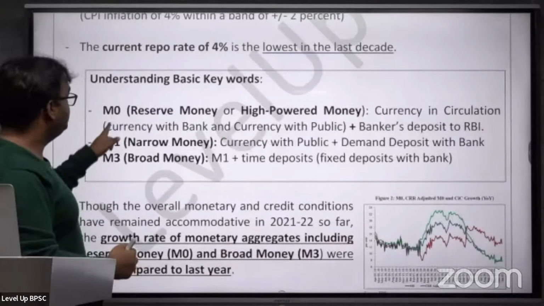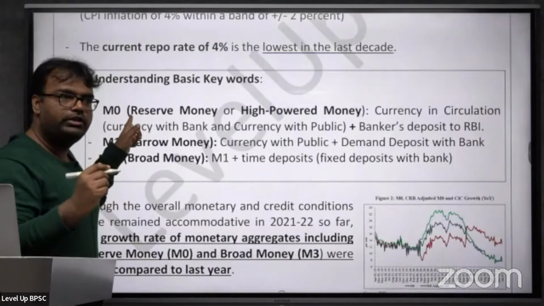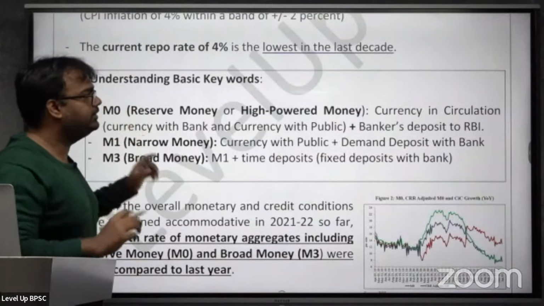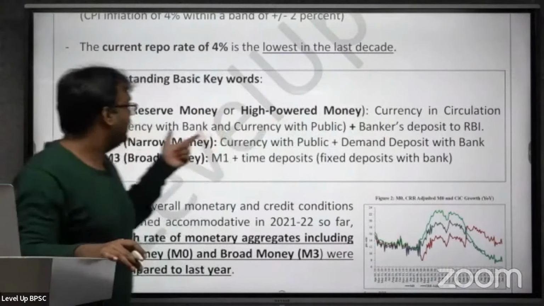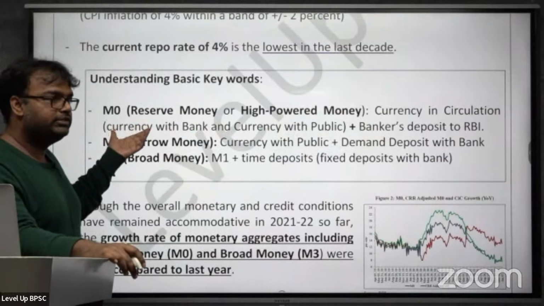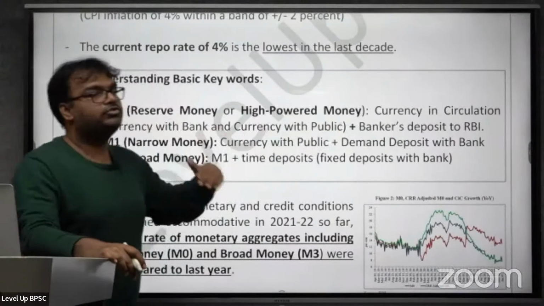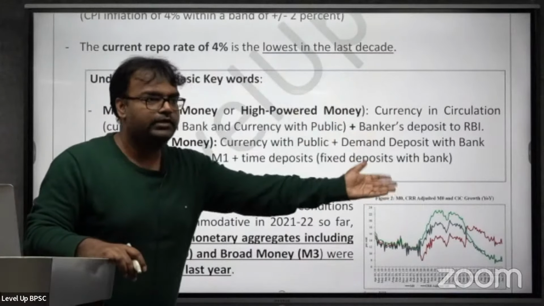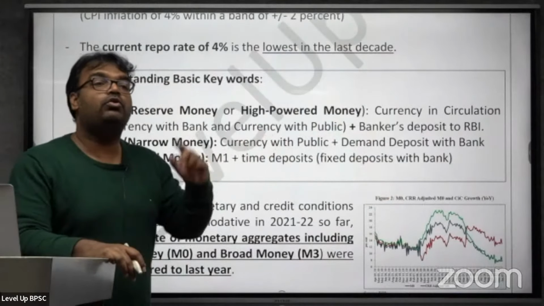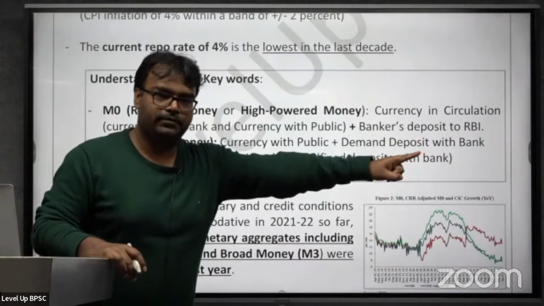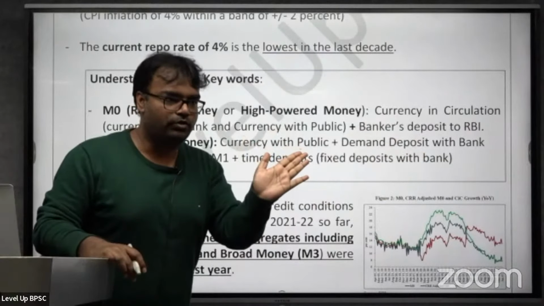So M0 is the reserve money, or the money printed by RBI. It is basically measured as currency in circulation. That is currency which is with the bank and currency which is with the public, plus bankers' deposits with the RBI. Sometimes in M0 we also include the government's deposit with RBI. This is the base money that we have in the economy.